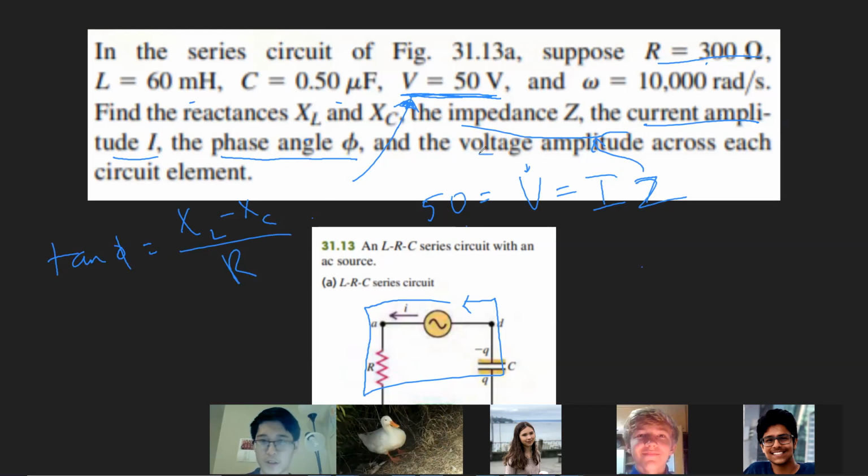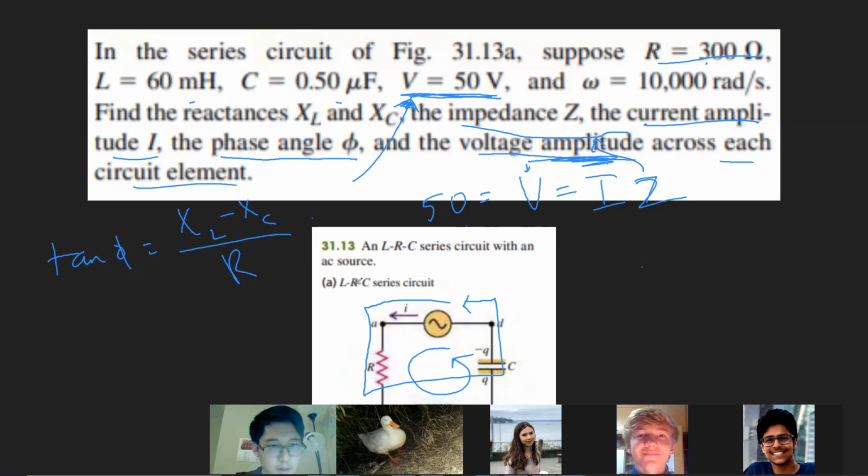Okay, now let's find the voltage amplitudes across each circuit element. Remember the loop rule in a circuit: if you go around a circuit, all the voltage drops have to add up to 0. It's also talking about the voltage amplitudes here, so we're not talking about sines or cosines, not the oscillating version.